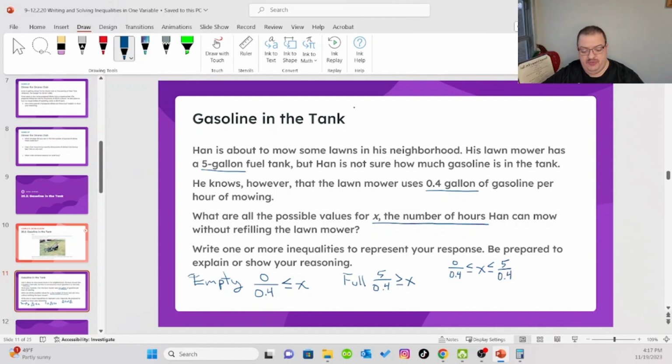And if we go ahead and do the math, 0 divided by anything is 0. And 5 divided by 0.4 is 12.5. So we could mow anywhere from 0 hours if the lawnmower is empty, up to 12.5 hours if the mower is completely full, and our number of hours is somewhere in between there. So this is how we would write the inequality that would represent that situation.